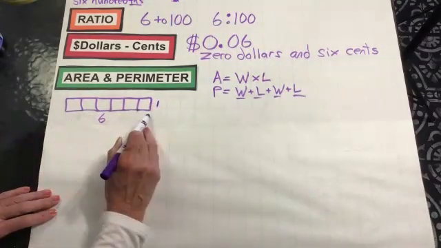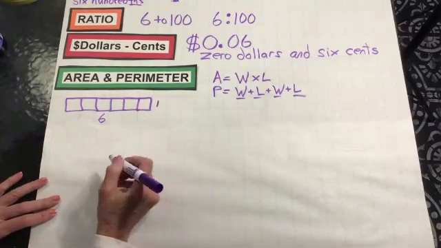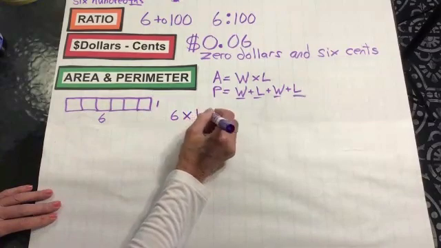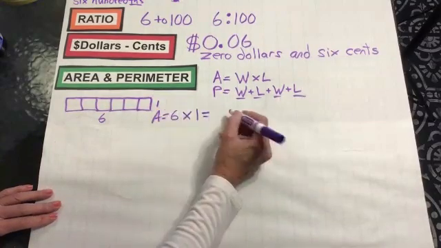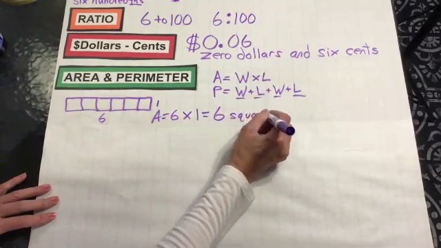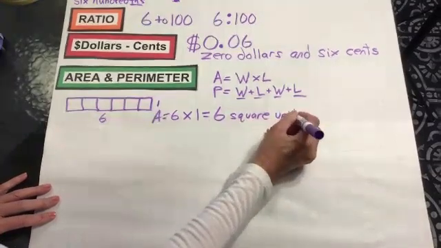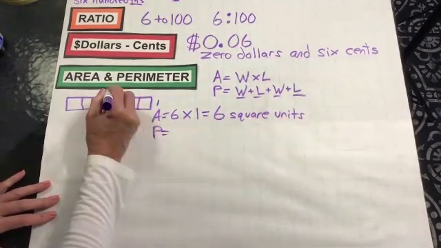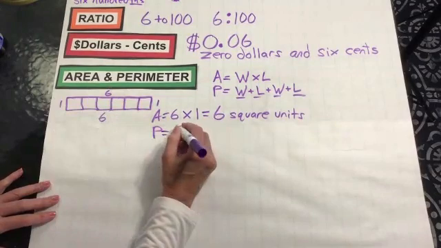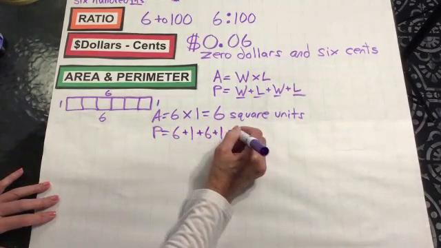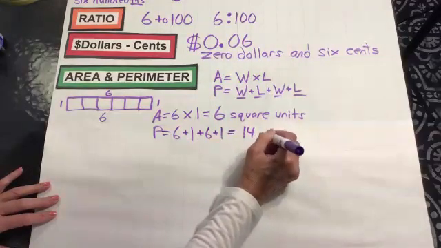So this is 6 across and 1 tall. So we're going to do 6 times 1 equals, so this is the area, 6 times 1 equals 6 square units. If we do the perimeter of this, we have 6 plus 1 plus 6 plus 1 equals 14 units.